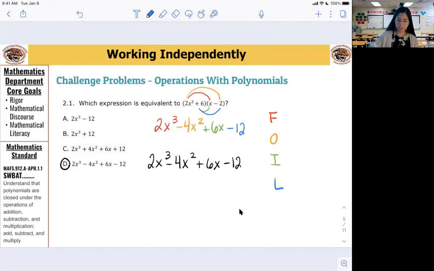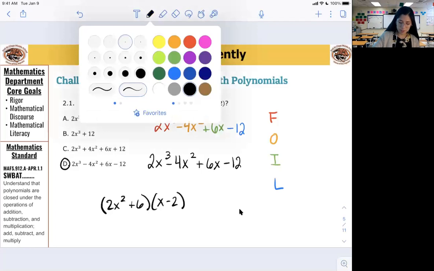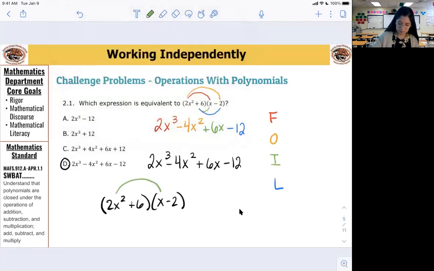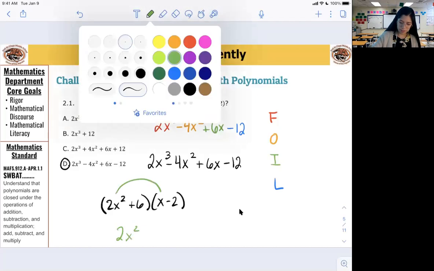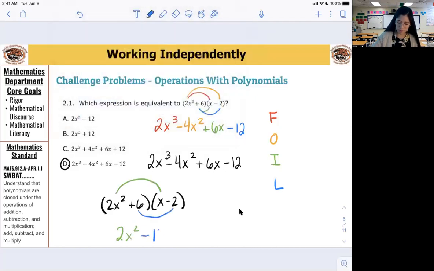Okay, so I'm seeing some people are telling me what they did wrong. And somebody said that all they did, so here's the original problem, that they just did this times this, that's 3x cubed, 2x cubed. And then they just did 6 times negative 2 is negative 12. But that's not FOIL, right? That's not FOIL, because FOIL means you have to do every single combination. So if that's all you did, you skipped half of the combinations.